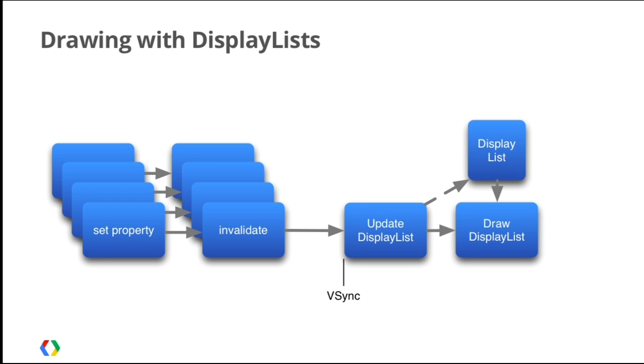And then on the next vSync, we get an event from the vSync pulse that says, OK, time to actually render. So we go through and update the display lists that have changed because of these operations. We don't update everything, but we update the views that were changed. And then we draw the display list in its current state.